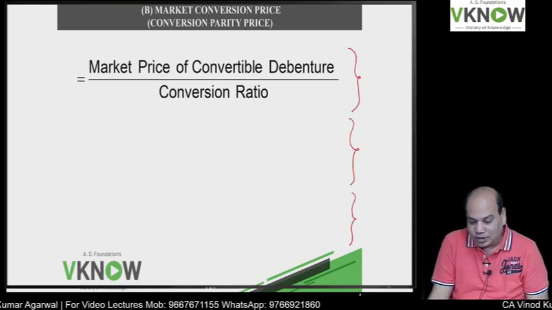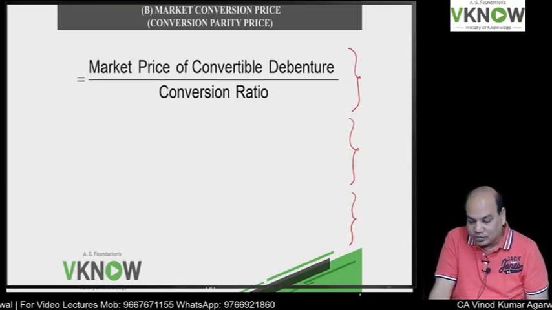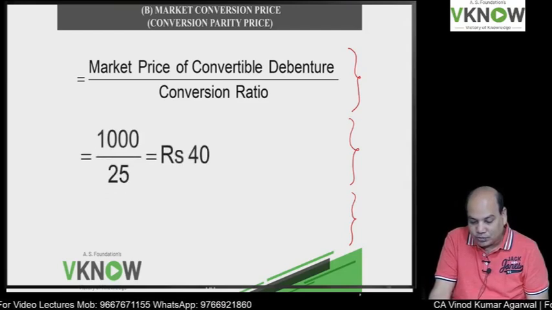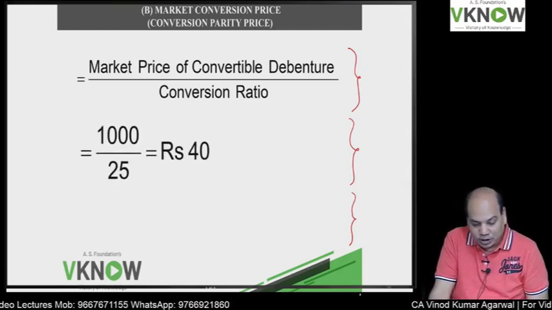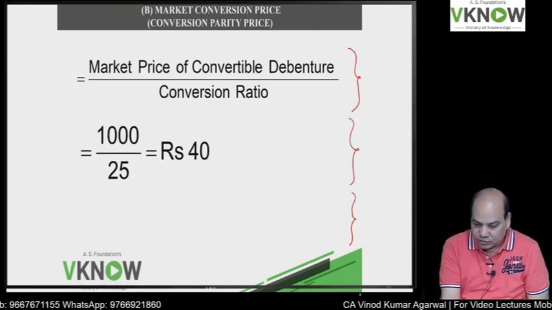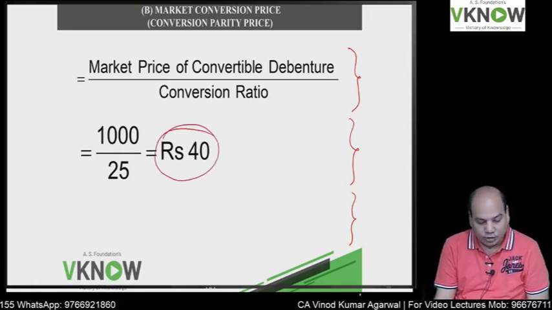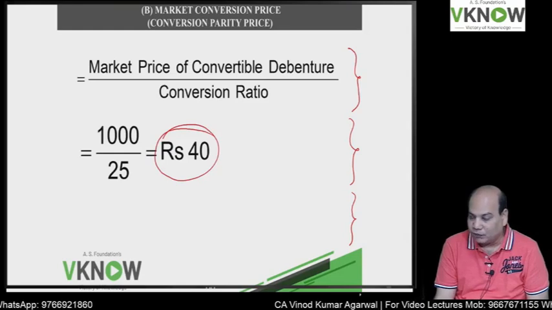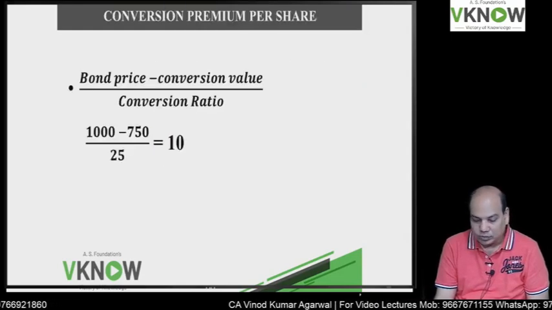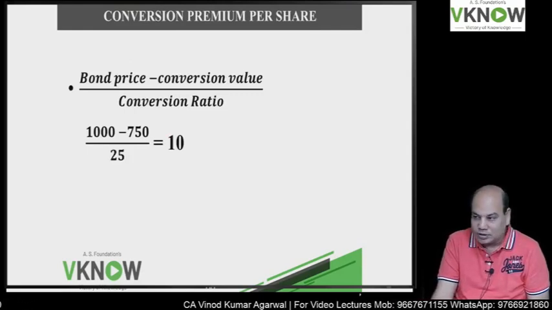Minimum 3 steps you have to dedicate. Some students directly write the answer, then they might lose marks. So now you put the values. The market price of debenture is 1000, conversion ratio is 25, which means the conversion parity price is rupees 40. It is as good as paying 40 rupees for one share today. Sidana is right. Come on, next.